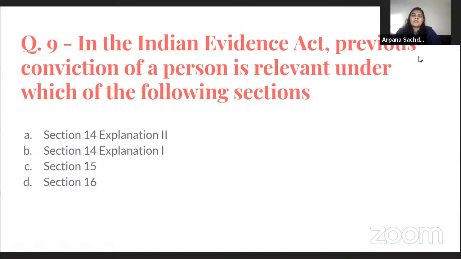In the Indian Evidence Act, previous conviction of a person is relevant under which of the following sections? Section 14, Exception 2; Section 14, Exception 1; Section 15; or Section 16?